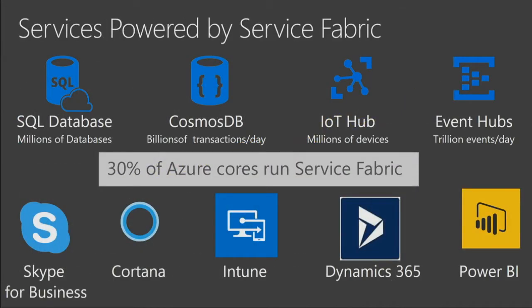Now, like I mentioned, some of the first-party workloads that are running on Service Fabric. When you look at the scale of some of these things, SQL is pushing about 2.5 million databases. Event Hub is now handling trillions of events per day. Cosmos DB runs on this. IoT Hub runs on this. Pretty much, the key here is Microsoft first-party services.